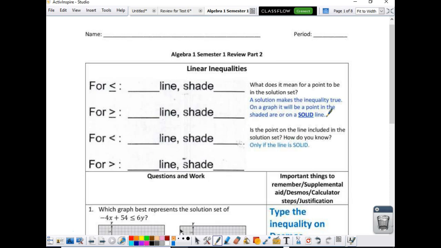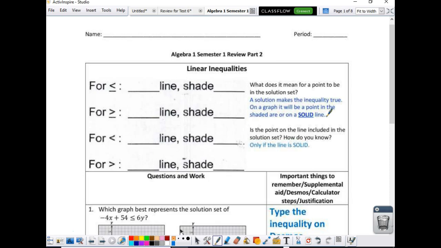You are welcome to pause the video so that you can write the hints down. You can also fast forward, rewind, and then come back to the video if you need to. So let's get started. In the review, we're going to look over linear inequalities, equations, and systems of equations.